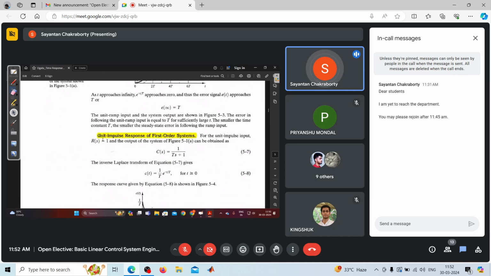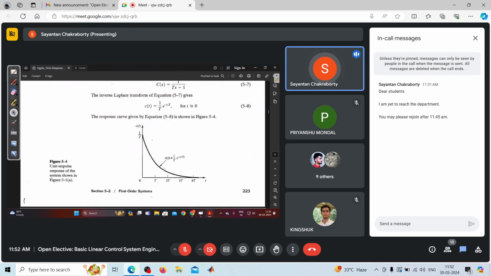Next, we studied the unit impulse response. There is an exponentially decaying function, and ultimately as t tends to infinity, it dies down to zero in the absence of any input. Because the impulse function is such that it has a unit value at t equal to zero. Other than that, it has a value zero.